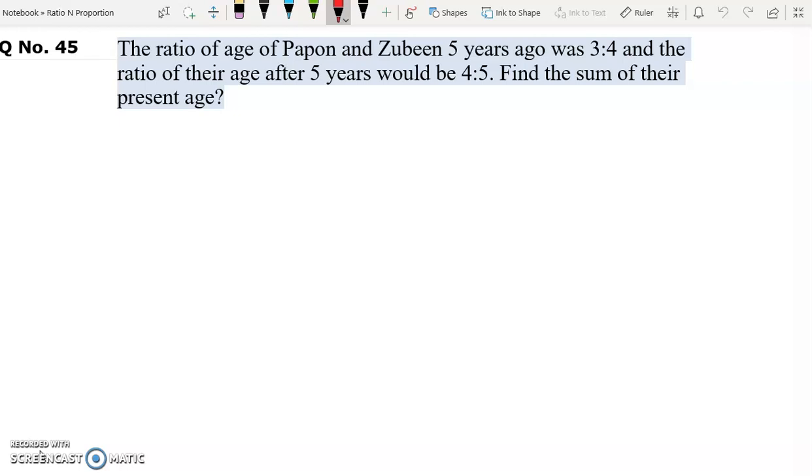Question number 45. The ratio of age of Papon and Jubin 5 years ago was 3:4 and the ratio of their age after 5 years would be 4:5. Find the sum of their present age.